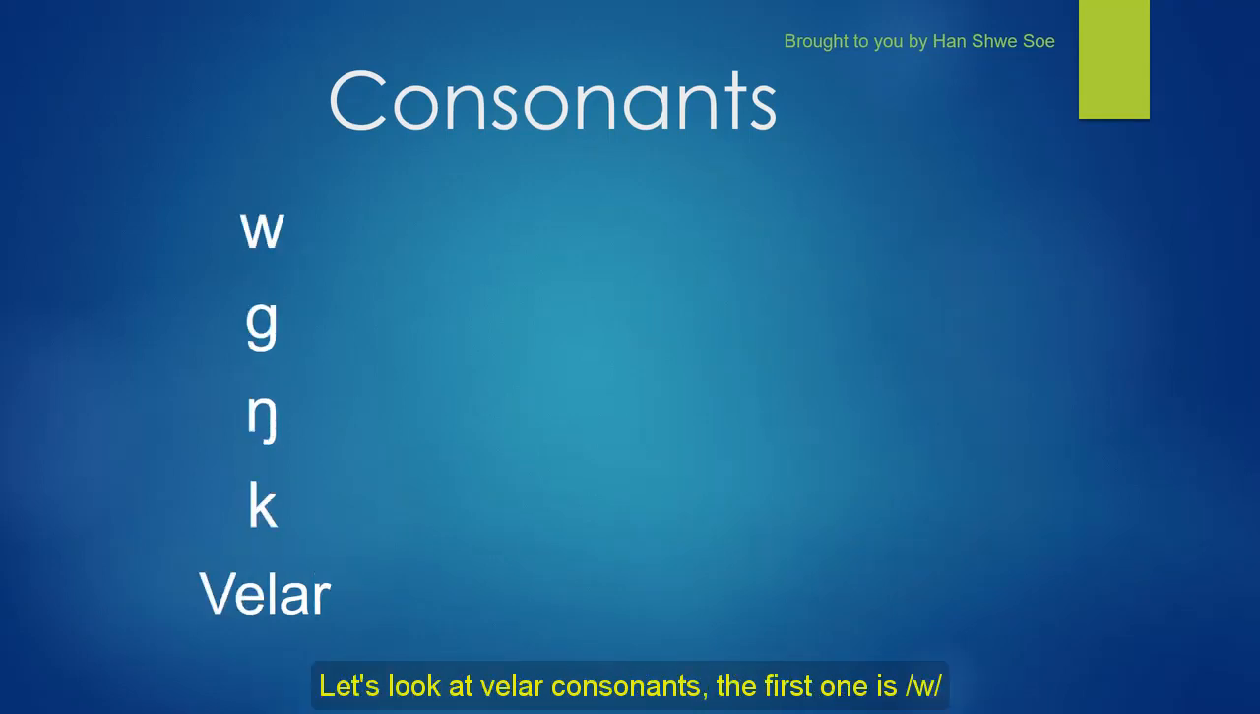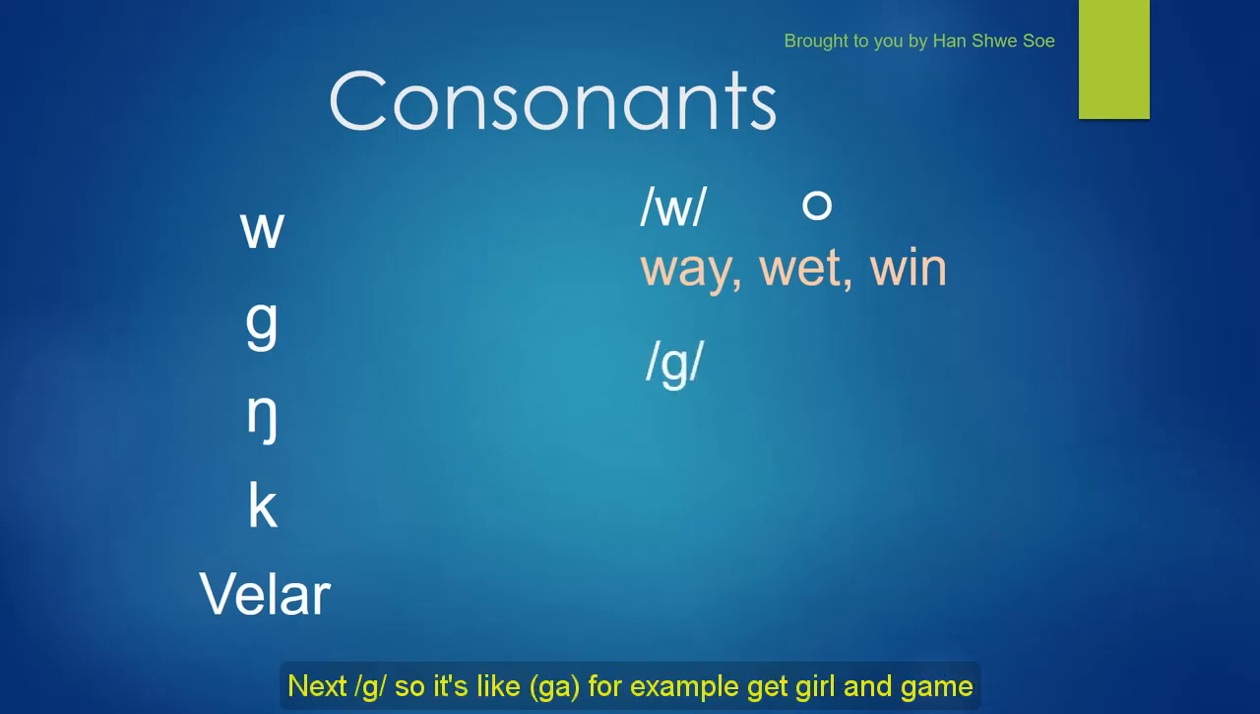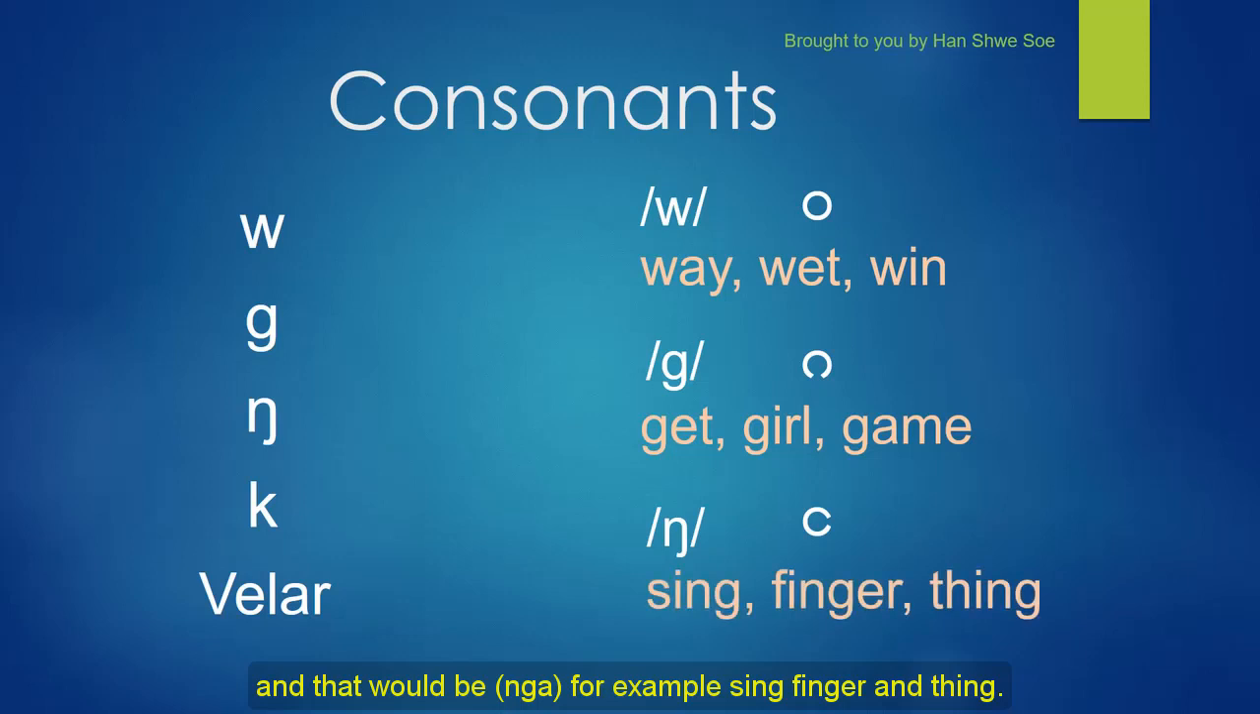Let's look at velar consonants. The first one is w, so we can use the sound wa, as in way, wet, and win. Next, g. So it's like ga, for example, get, girl, and game. Next, we have a symbol that looks like an n but with a tail, and that would be nga. For example, sing, finger, and thing.